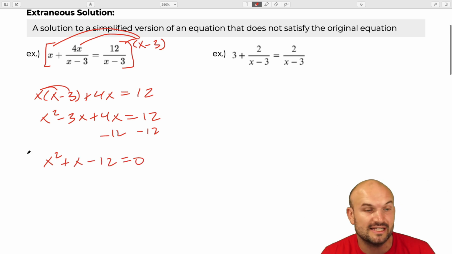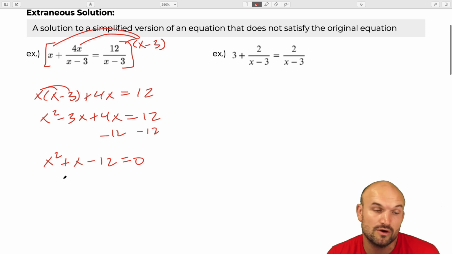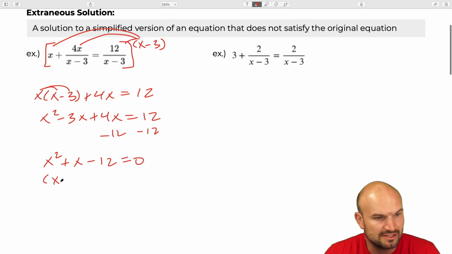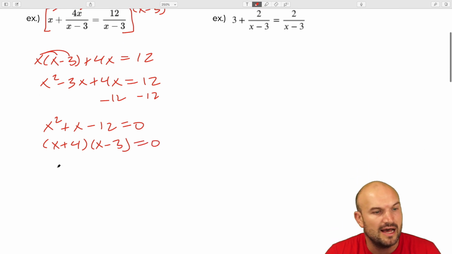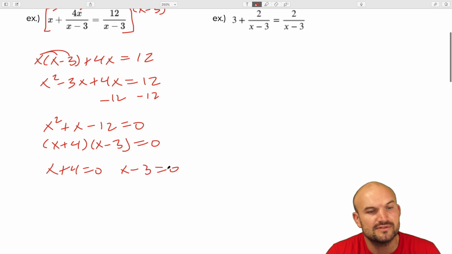Now, again, the solving technique to solve an equation typically is going to be factoring or quadratic formula. Thankfully, this looks like it's factorable. So x plus 4 times x minus 3 equals 0. And then you can use the zero product property. So x plus 4 equals 0 and x minus 3 equals 0. So therefore, x equals negative 4 and x equals 3.